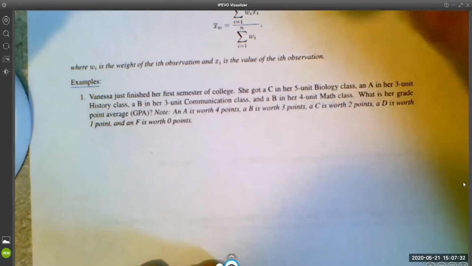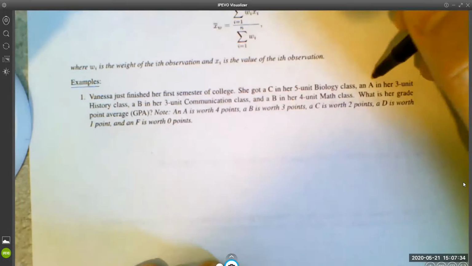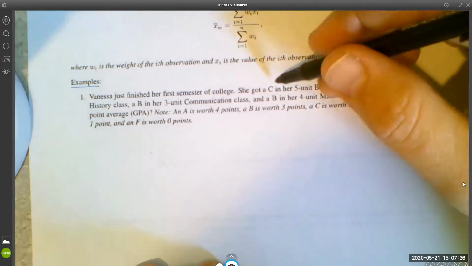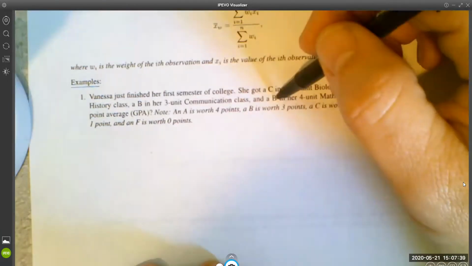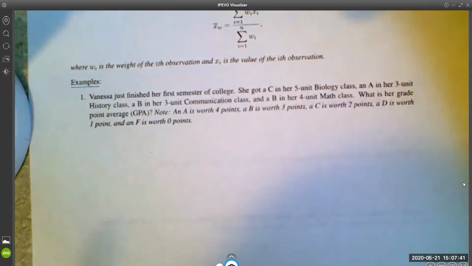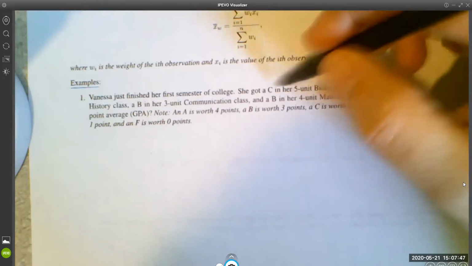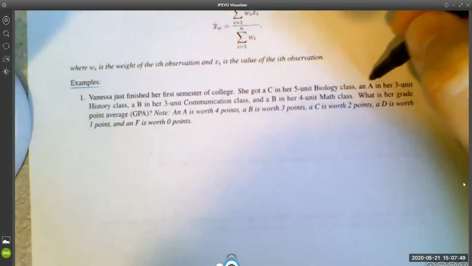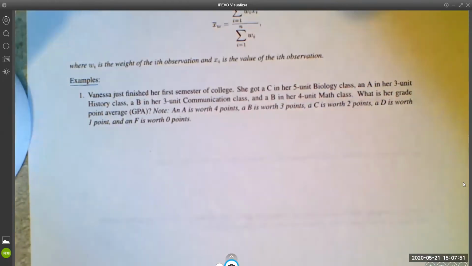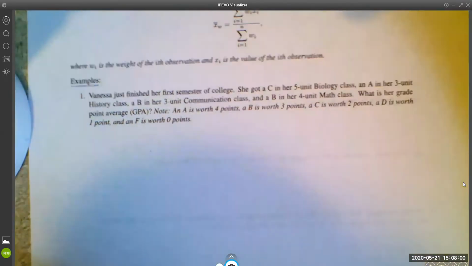So you might think, well, this C and this A balance each other and make for a B, and then these two Bs, right? So she probably has a 3.0, but you'd be wrong, okay? Because this C in her 5-unit biology class is weighted more heavily than this A in her 3-unit history class. So she does not have a 3.0. She probably has something slightly less than a 3.0. And let's see what she has exactly at this point.